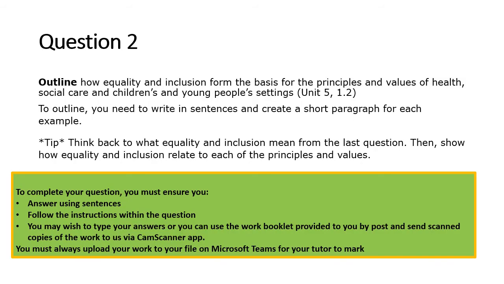So this brings you to question number 2, and it's asking you to outline how equality and inclusion form the basis for the principles and values of health, social care and children and young people's settings. To outline, you need to write in sentences and create a short paragraph for each example. And there's a tip there, taken from your book as well: think back to what equality and inclusion means from the last question, then show how equality and inclusion relate to each of the principles and values.